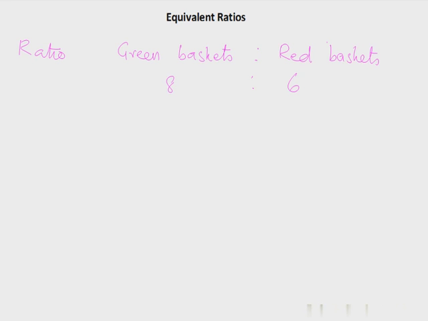I can easily say this comparison in another way. I can divide both sides by 2 and say that for every 4 green baskets, there are 3 red baskets. This is giving the same information. Because if for 4 green baskets, there are 3 red baskets, then surely for 8 green baskets, there are 6 red baskets. For every 4 here, I add 3 on this side. Similarly, I could write the ratio as 16:12. I've just doubled both sides of the original ratio. So the ratio hasn't changed.